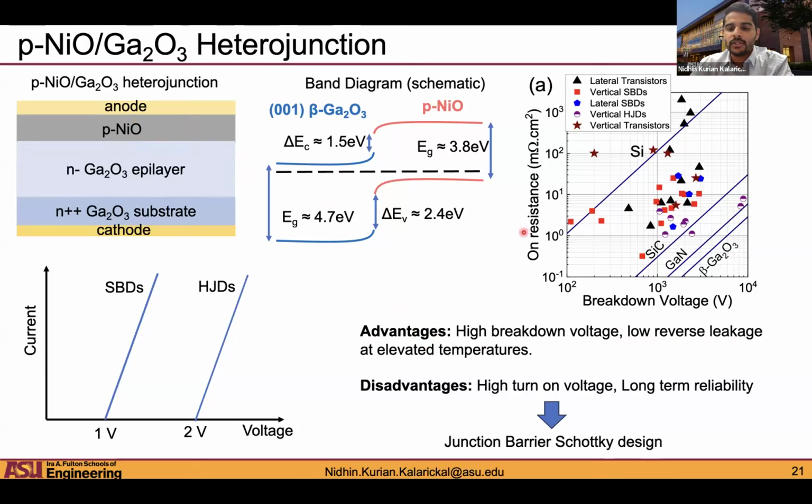And in this plot on the right, I'm showing the on-state resistance as a function of breakdown voltage for different gallium oxide devices that have been reported previously. And as you can see, many of the devices which actually show very good performance in terms of the figure of merit are devices which utilize the p-nickel oxide gallium oxide heterojunction. So these have been experimentally shown to offer good breakdown performance. Okay. But what is the disadvantage?